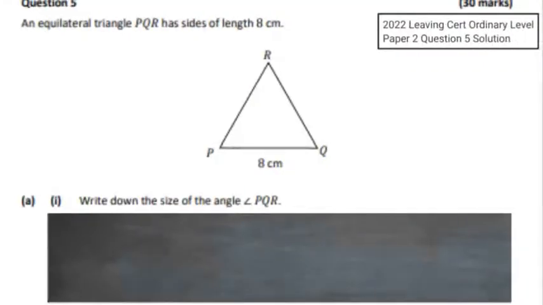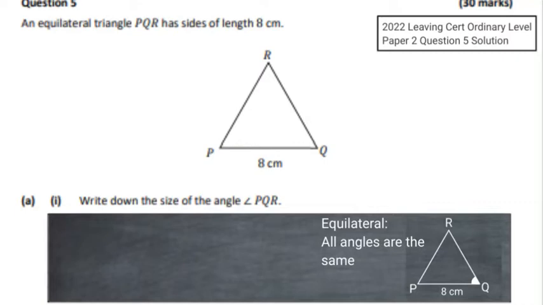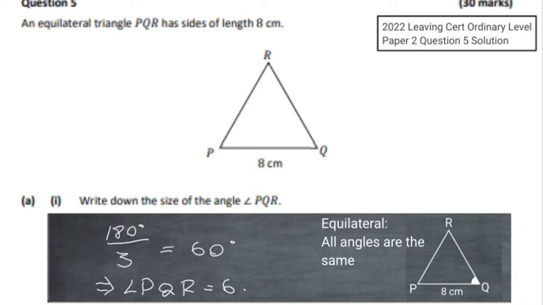So we need to write down the size of the angle PQR. We know that the triangle is equilateral, so this means that all three angles are equal. So we can say that 180 divided by 3 is equal to 60 degrees. Therefore PQR is equal to 60 degrees. And we can reuse that in the next part.